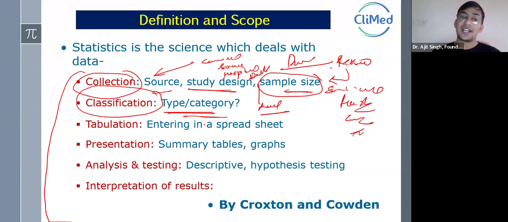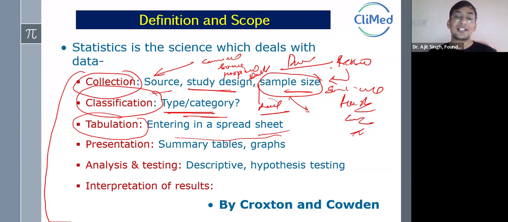Once you know the data type, you go for the data entry in the spreadsheet. Suppose you collected the data in paper format and you are now entering it into a spreadsheet, usually Microsoft Excel, or you can directly enter it into software like SPSS. You are converting the physical data into digital data. Once your digital data is ready, you can directly import it into SPSS or any kind of software.